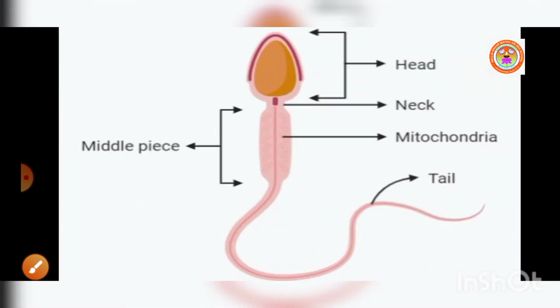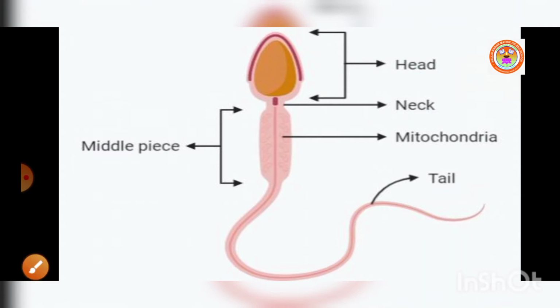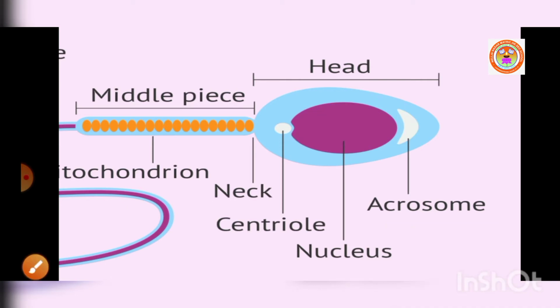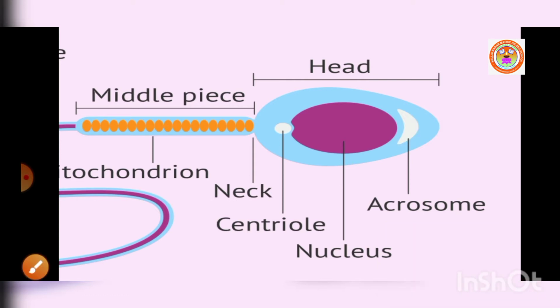Each sperm consists of three major parts. They are head, neck, and a tail. Head consists of two major parts. They are acrosome and nucleus. Acrosome is a small cap-like structure present at the tip of the nucleus and is formed mainly from the Golgi body of the spermatid.